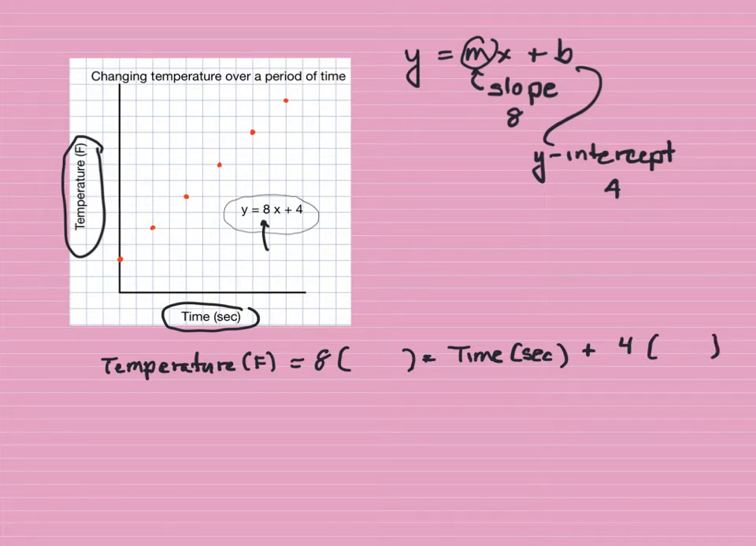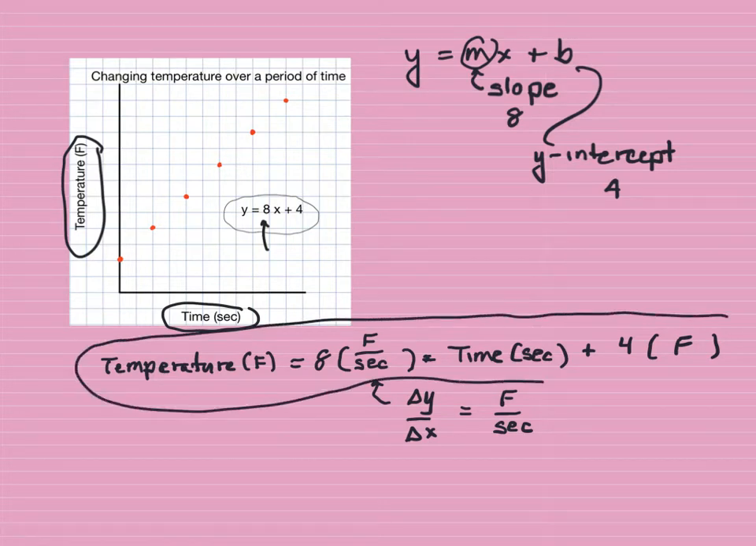Well, the units of the y-intercept, because it's intercepting the y-axis, are just the units on the y-axis. So that's going to be Fahrenheit. The units for the slope are a tiny bit more complicated, but not much. It's just delta y over delta x. So the units on the y-axis divided by the units on the x-axis. So the units for the slope are simply Fahrenheit over seconds. And this is your mathematical model. You could use this to answer questions about how changing time affects the temperature in whatever's happening in this graph.